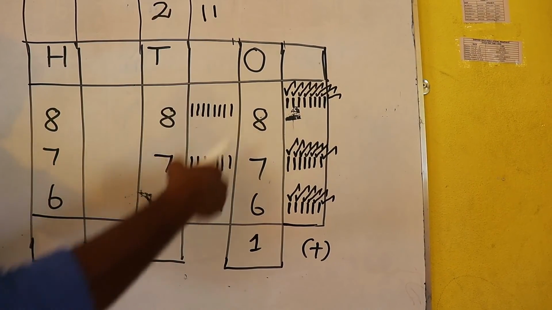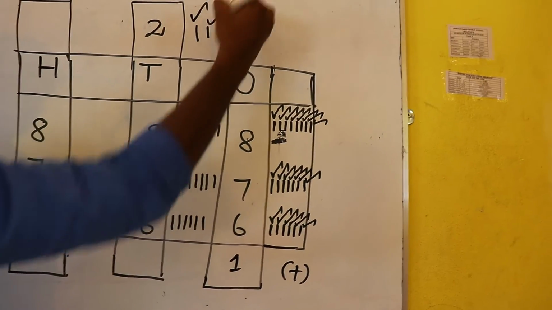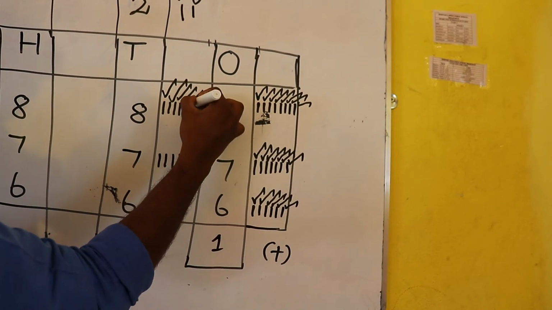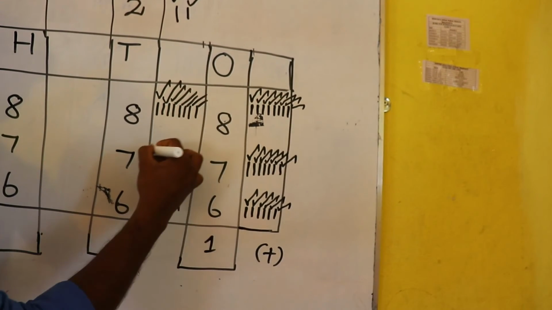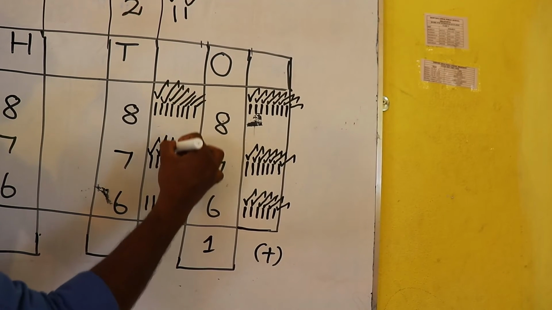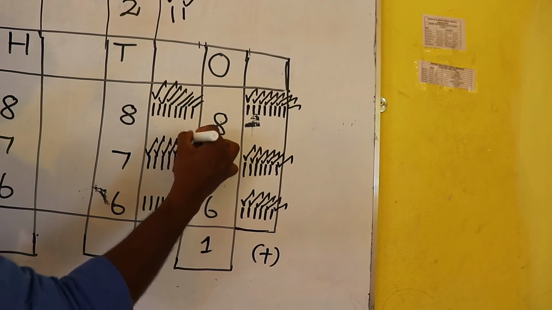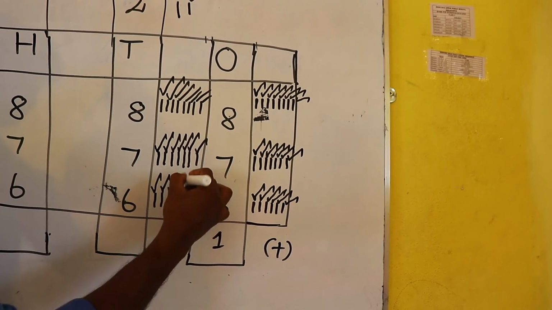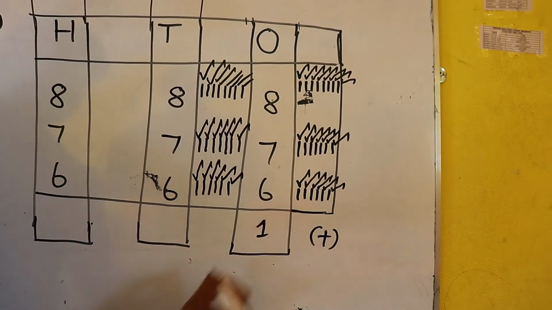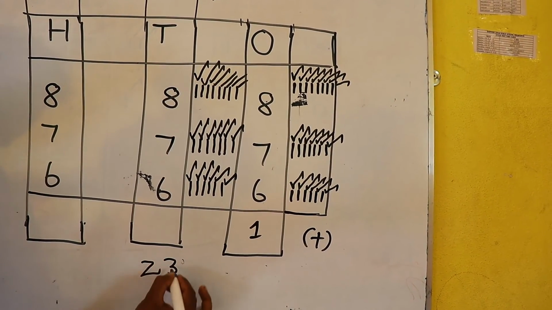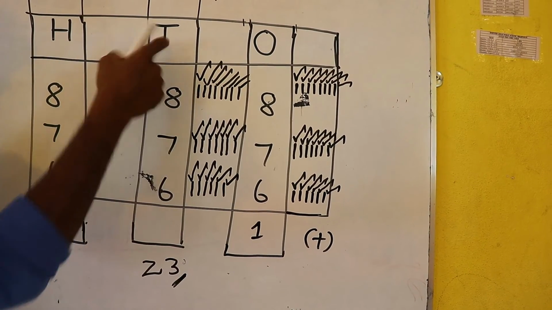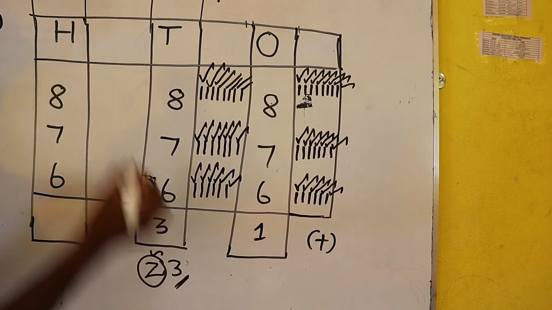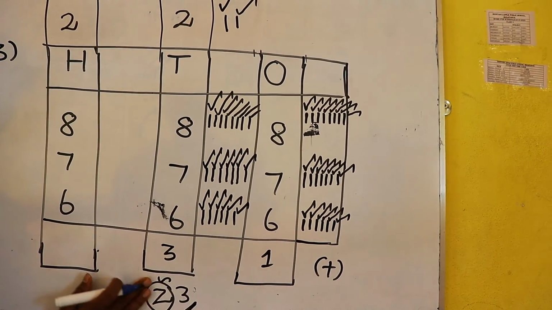So now add these lines. 1, 2, 3, up to 23. So write here 23. 3 is the tens value, so write 3 here. Next, 2 is carry, so write the carry value here. So now erase this one.